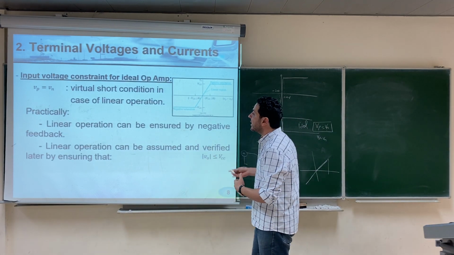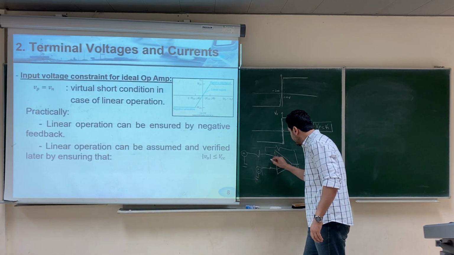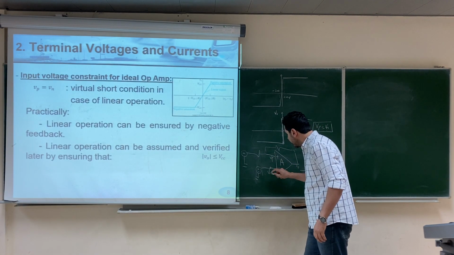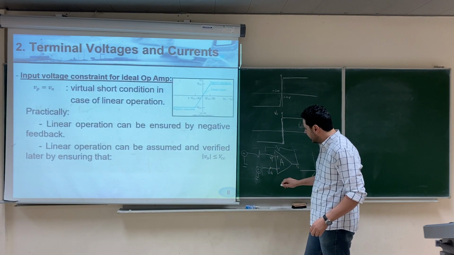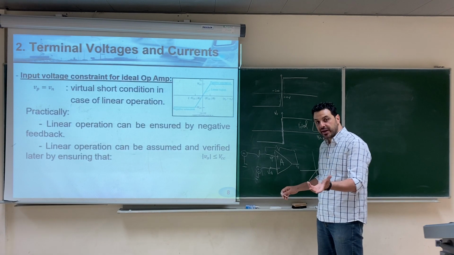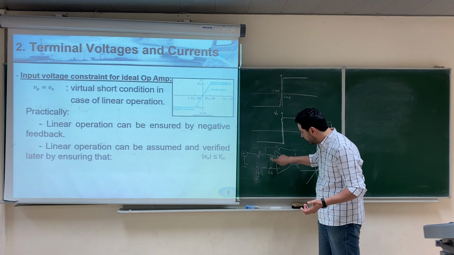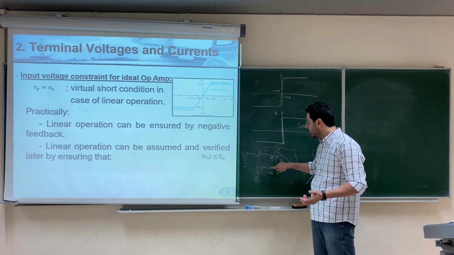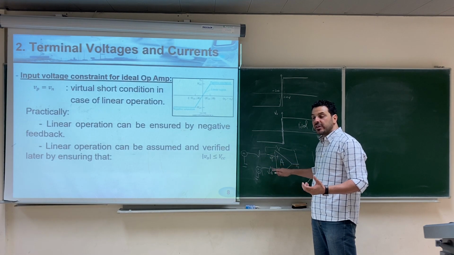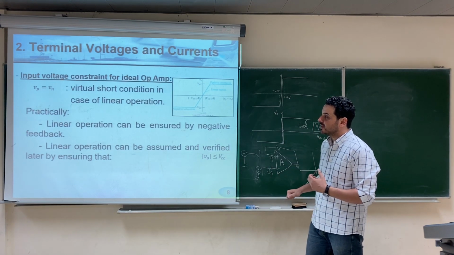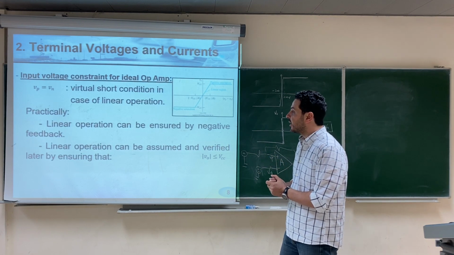Vp equals Vn, by the way, means that Vp minus Vn is zero. Sometimes they call it a virtual short circuit. Virtual means it's not real, right? There is no actual short circuit between Vp and Vn, but the two voltages are equal to each other, so they call it a virtual short circuit. It's not a physical short circuit, it's virtual, something imaginary.